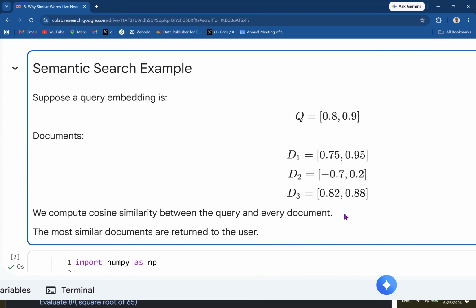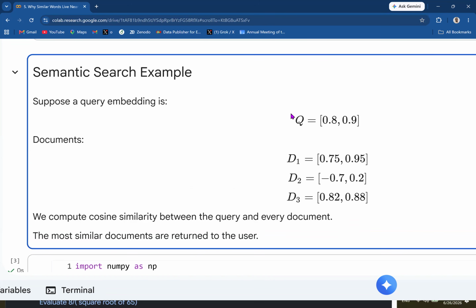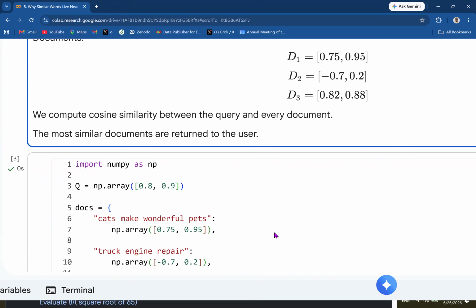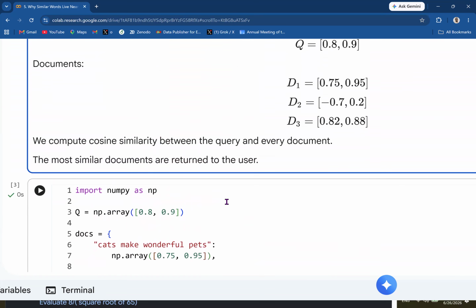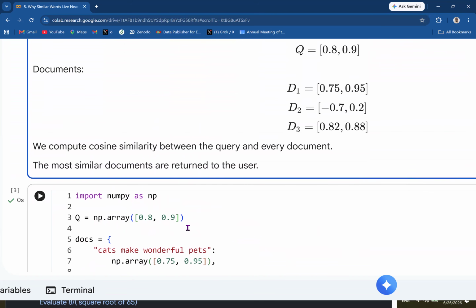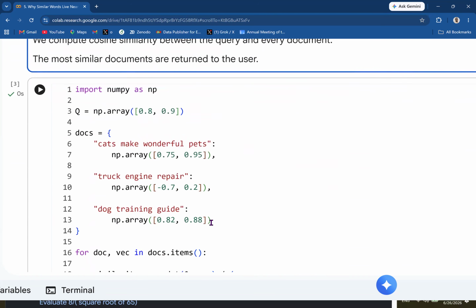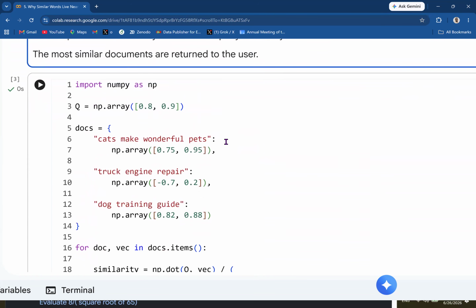If you compute cosine similarity between the query and every document, you find cosine similarity between this query and document one, query and document two, query and document three. The most similar documents are returned to the user, and that's where you get your prompt. So in this case, imagine the query itself is 0.8, 0.9, and you have your documents: cats make wonderful pets, 0.75, 0.95; truck engine repair, minus 0.7, 0.2; dog training guide, 0.8, 0.88.